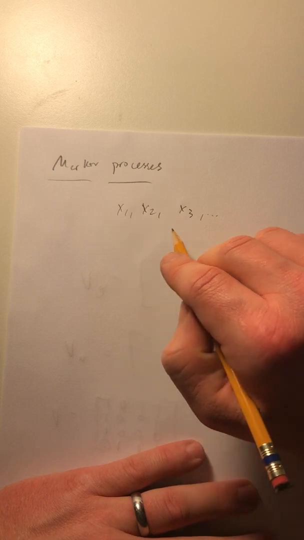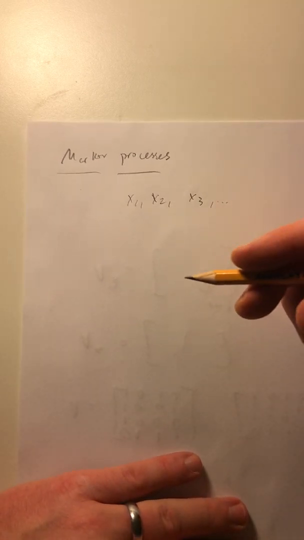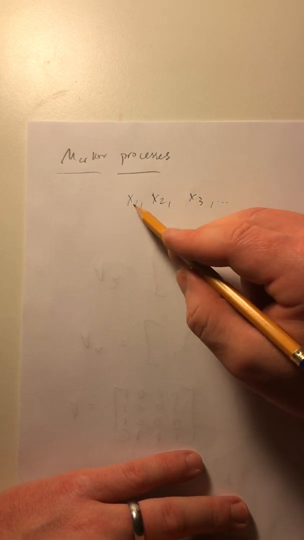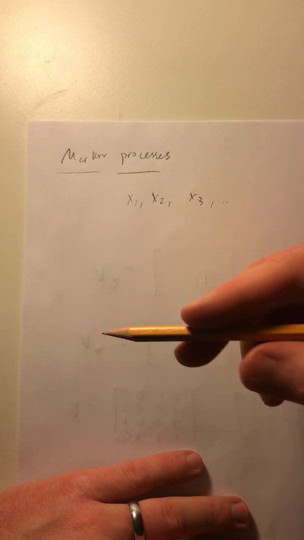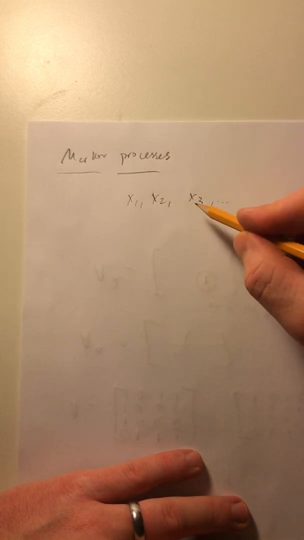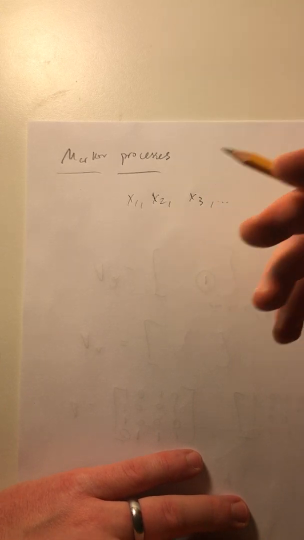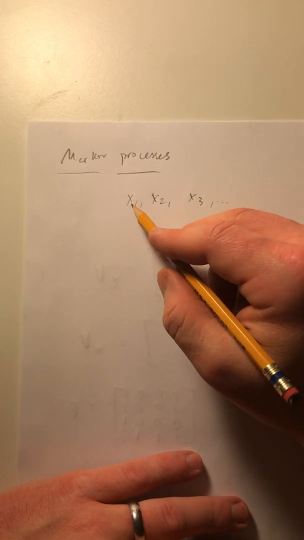And so x1, x2, x3 could be, for example, so you have a washing machine, right? x1 could be the state of the washing machine on day 1. x2 could be the state of the washing machine on day 2. x3 could be the state of the washing machine on day 3, etc. And so the washing machine could either be broken or fixed. So broken could be 0 and fixed could be 1. Right? And so it could be in either one of those states.